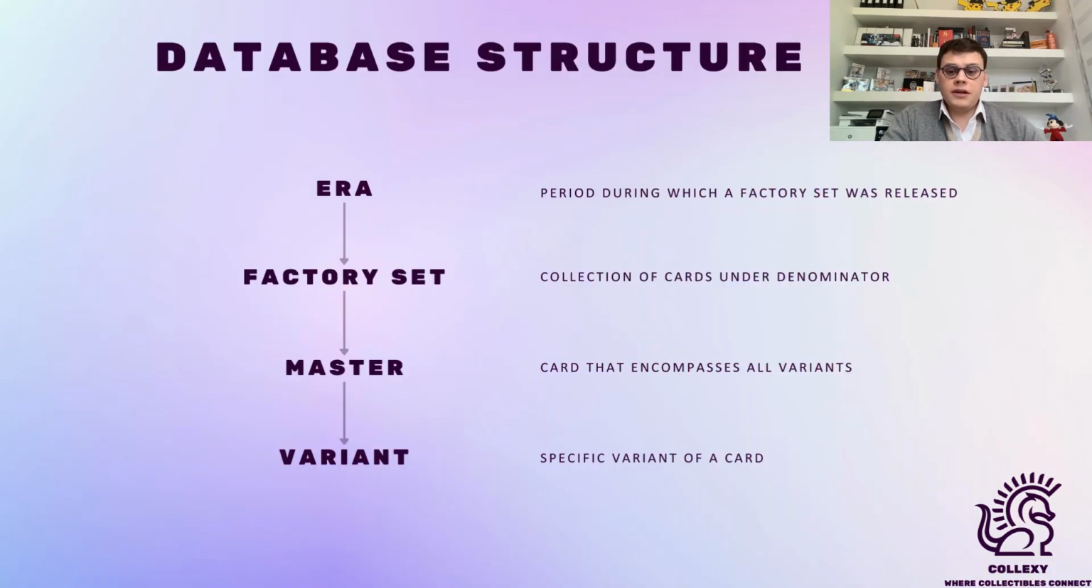So the first element in the database structure is the era, which is the period during which a factory set was released. Then we have the factory set itself, which is the collection of cards under one denominator. Then we have a master. For every card in the set, there is one single master. And for every master, there can be multiple variants, which is a specific edition of a card.